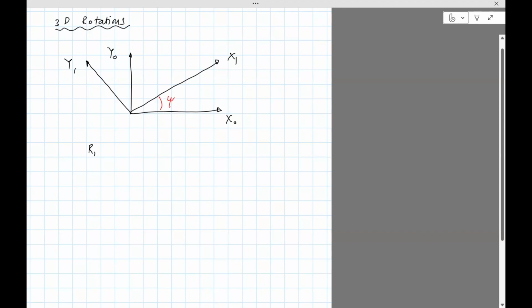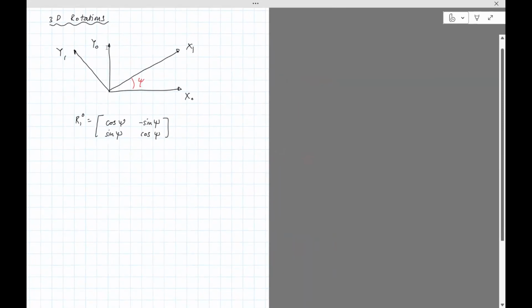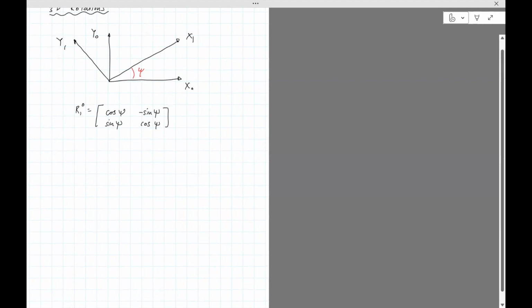So I had this rotation R10 as cosine psi, minus sine psi, sine psi, cosine psi. But really, what this is actually is rotation about the z-axis. The z-axis is something you do not see here. I've not really shown it, but it's pointing out of the plane of the paper, right? So let me just draw it here first before I use it. Think of the z-axis pointing out.